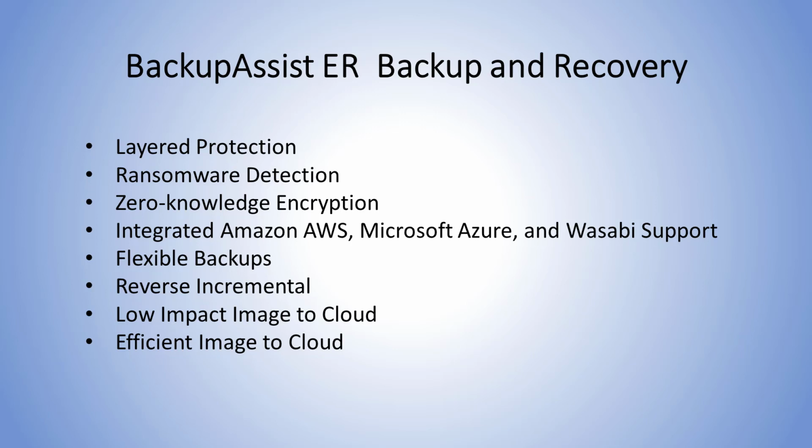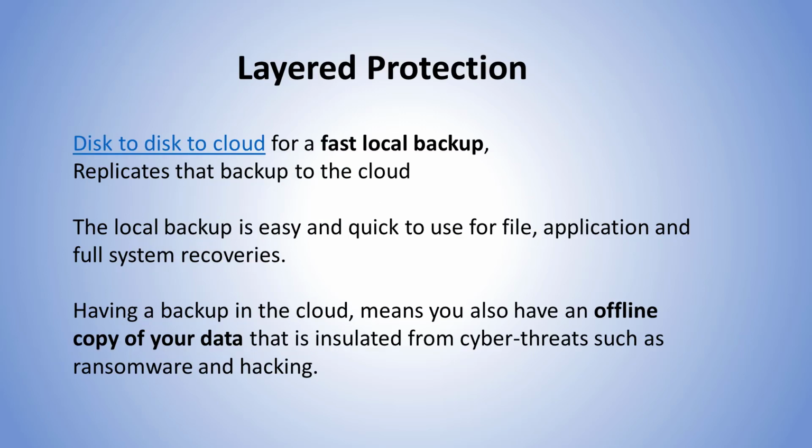Layered protection. Our best practice disk-to-disk cloud backup job creates a fast local backup, then it replicates that backup to the cloud destination. The local backup is easy and quick to use for file, application, and full system recoveries. Having a backup in the cloud means you also have an offline copy of your data that is insulated from cyber threats such as ransomware and hacking.